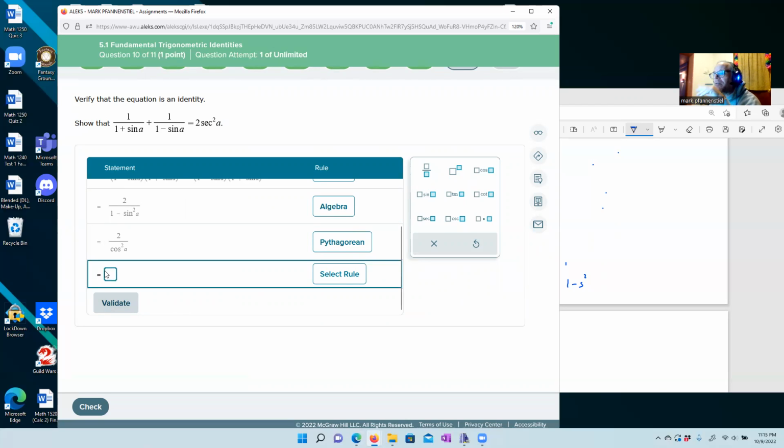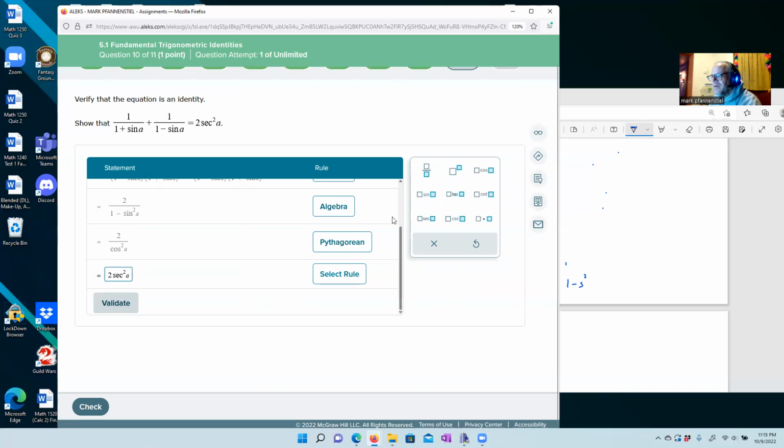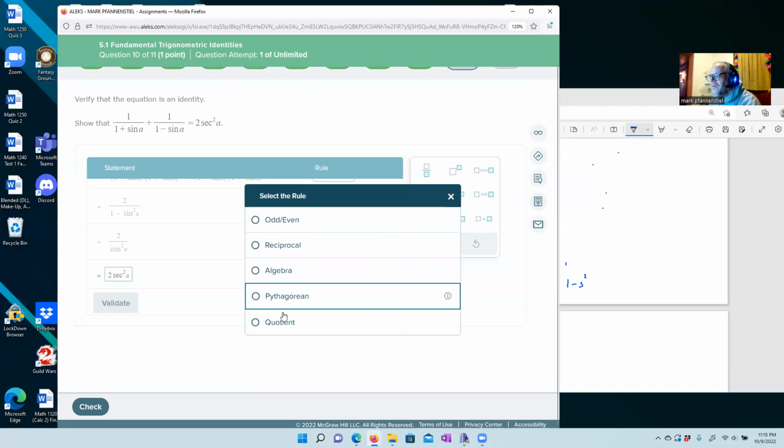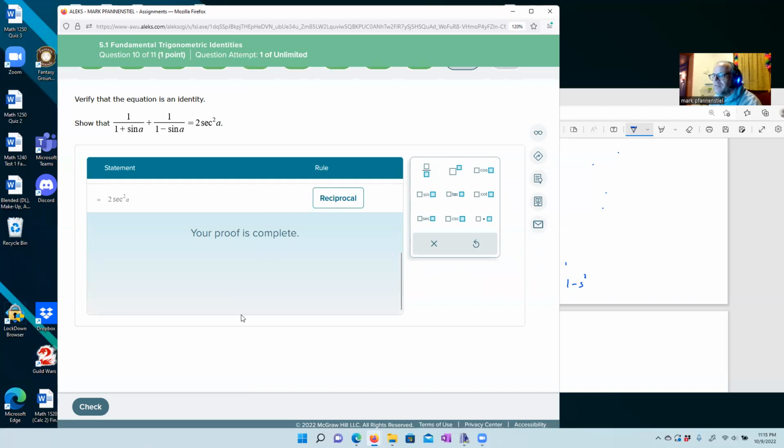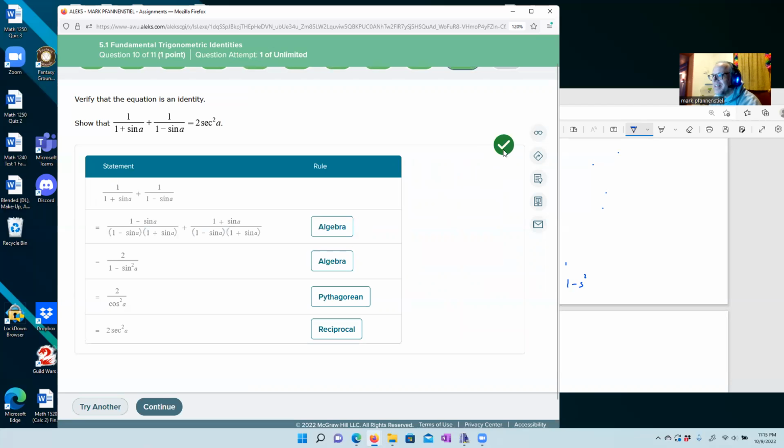Okay, and now it's reciprocal because notice the top, we have secant squared up here. So now we're going to go ahead and say we got 2 secant squared A. Okay, what rule was that? That was a reciprocal rule. Maybe a quotient. I think that's reciprocal. Let's say reciprocal. Validate. Your proof is complete. Not done yet, but check. Okay, and now we got the little green check mark, and now they're happy.